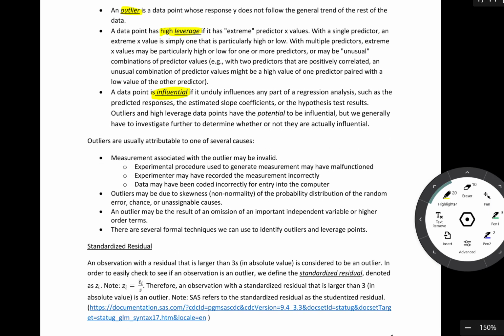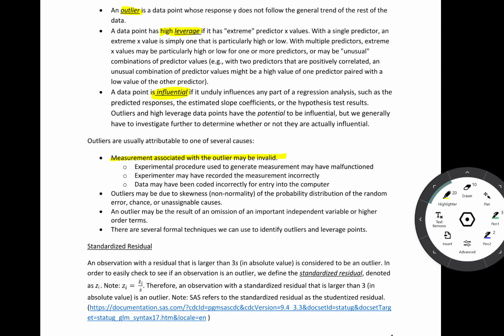So outliers can usually be attributable to one of several causes. The first one is that the measurement with the outlier might be invalid. This can happen for several reasons. It might be that something happened to the machine that was measuring the response. It might be that a data point was simply entered incorrectly. Or it could be that it was coded incorrectly, and this can commonly happen with categorical variables, because remember, for categorical variables, we often enter them as numeric into the data set. And so accidents can happen.